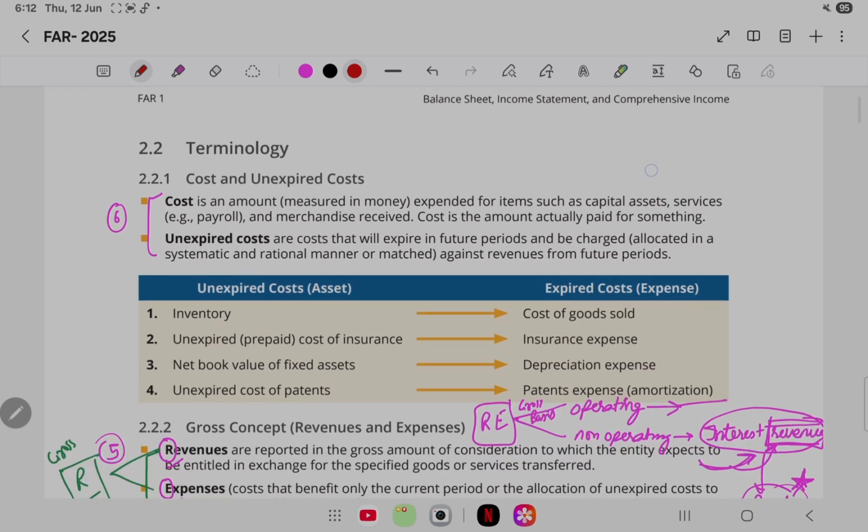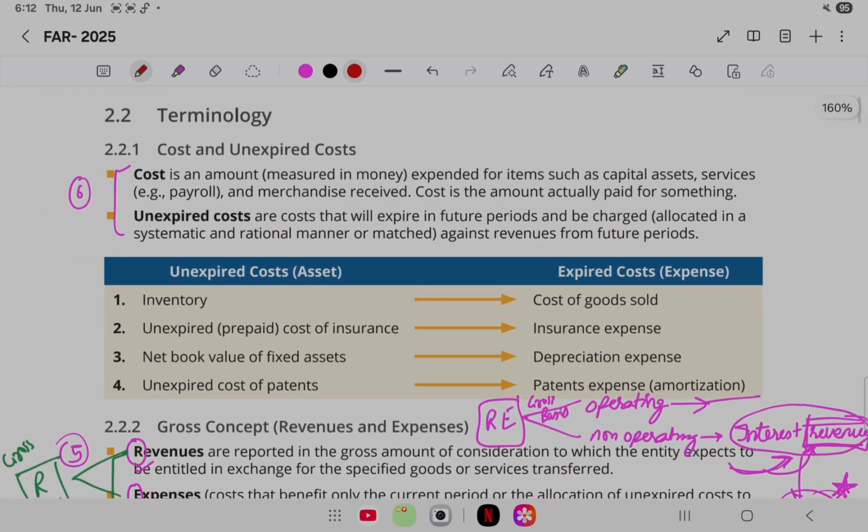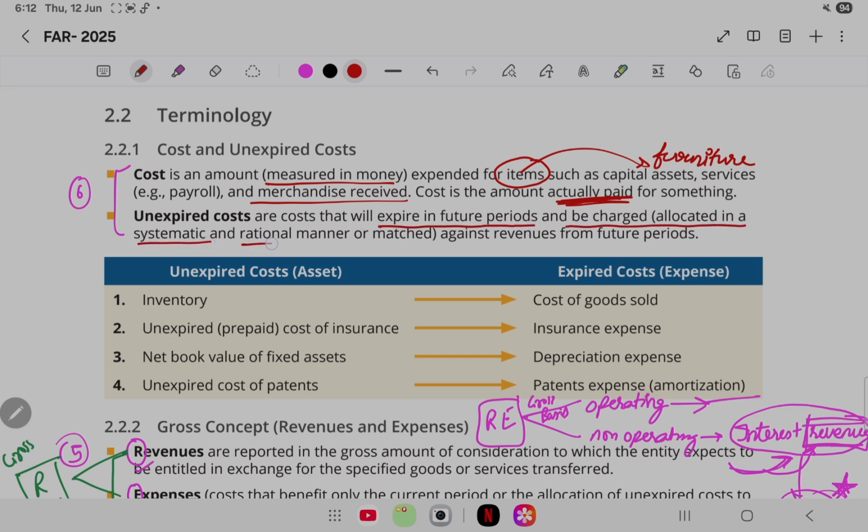Now come to the terminology: cost and unexpired cost. Cost is the amount measured in money expended for items such as capital assets like furniture, service, payroll, merchandise received. Cost is the amount actually paid for something. Unexpired costs are costs that will expire in a future period and be charged, allocated in a systematic or rational manner, or matched against revenue from future periods.